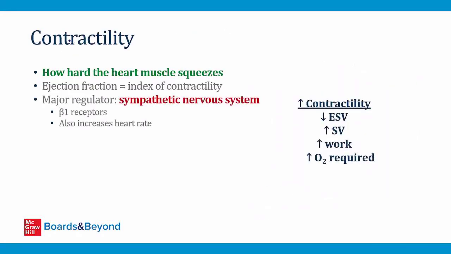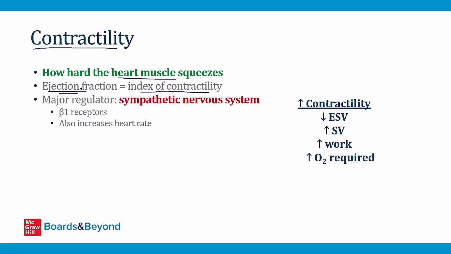Okay, our next one of the 4 determinants of stroke volume and cardiac output is contractility. This refers to how hard the heart muscle squeezes. The more that the muscle in the left ventricle squeezes, the more contractility there is, and the more stroke volume the heart will produce. I talked earlier about the ejection fraction, and that's basically an index of contractility. Patients with high contractility, for example, patients who are exercising, will have a very high ejection fraction. Patients with poor contractility, like patients with heart failure, will have a very low ejection fraction.